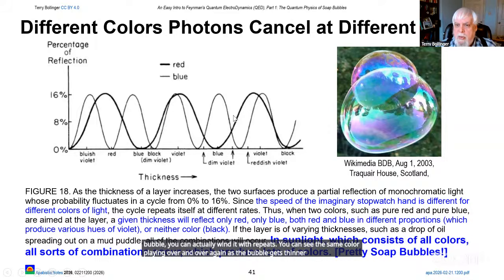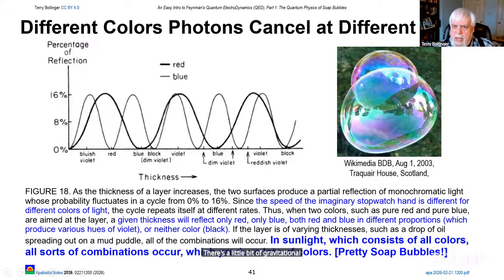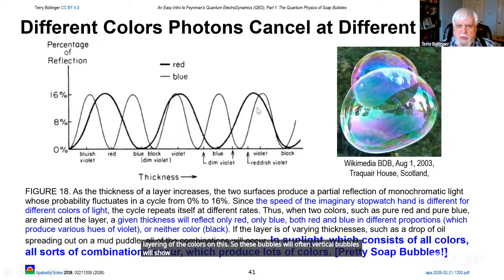If you've ever seen a bubble that is kind of resting, this one shows it a little bit. There's a little bit of gravitational pull, and there's a little bit of layering of the colors on this. So these bubbles, vertical bubbles, will often show these different levels of peaks. So you can actually watch the different peaks where the red and the blue are reaching their maximum probability of reflection and giving you colors that play across the spectrum.